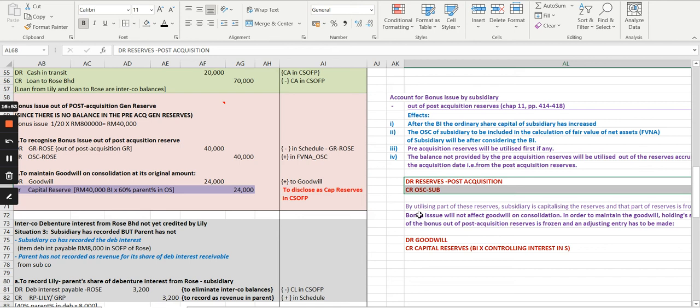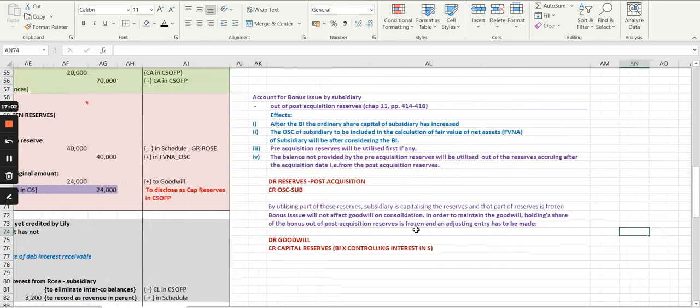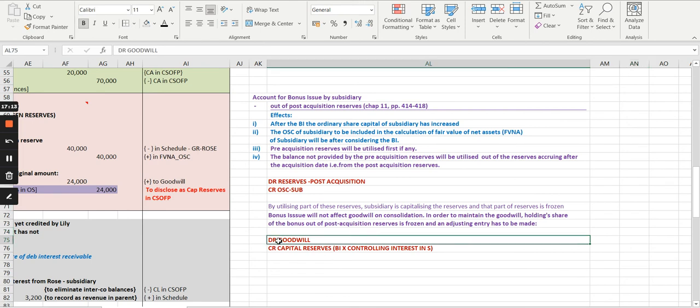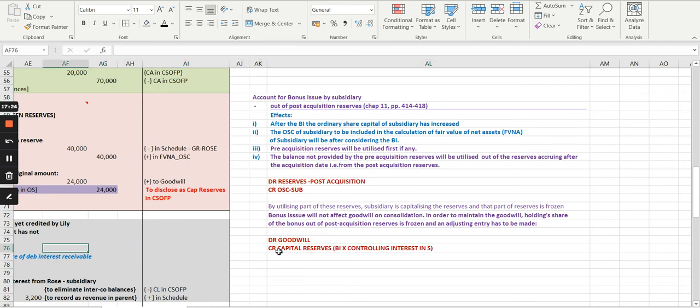that is being utilized for the bonus issue, because a bonus issue will not affect the goodwill calculation. In order for us to maintain the goodwill, the holding shares of the bonus issue out of post-acquisition reserve must be frozen, and therefore an adjusting entry has to be made as follows. So you are going to debit the goodwill and you are going to credit a special account called capital reserve, which is being created for this bonus issue only out of post-acquisition reserve.